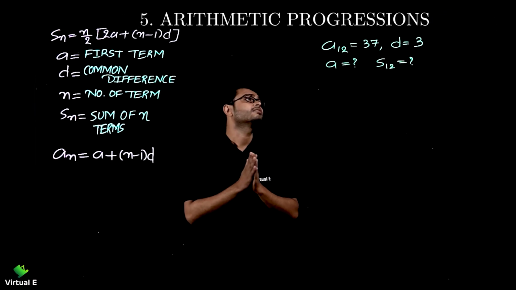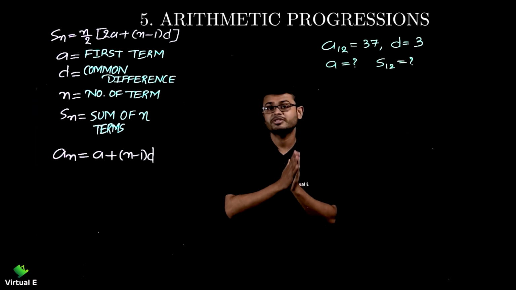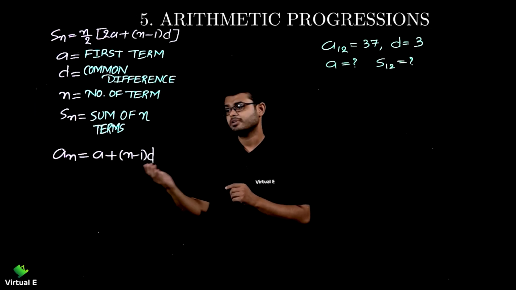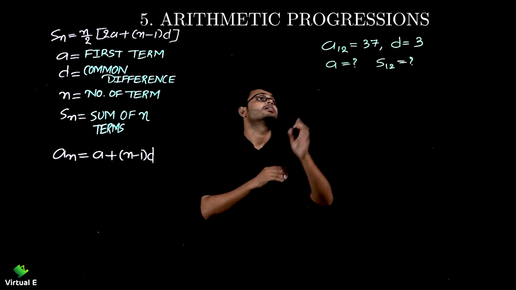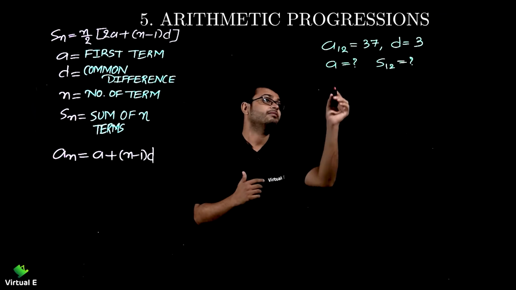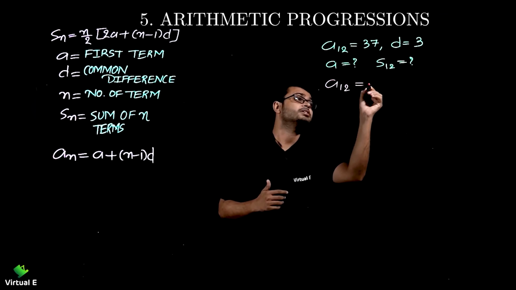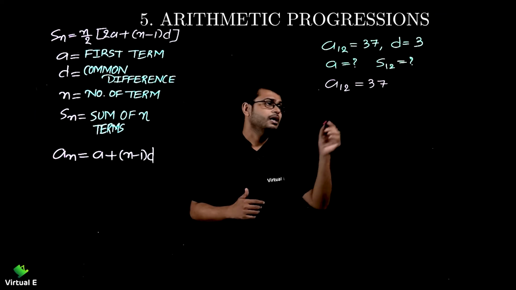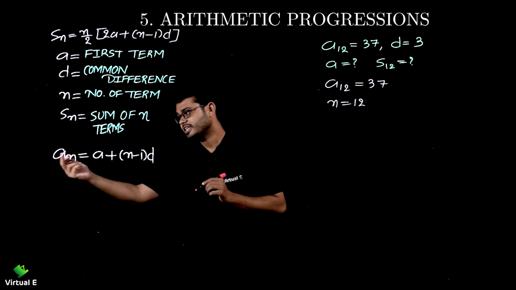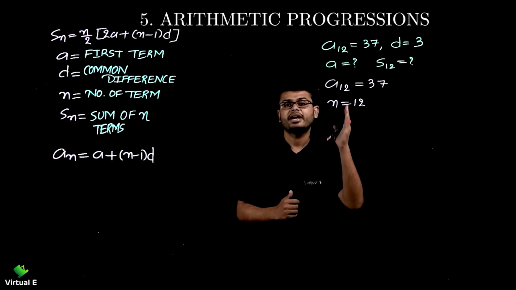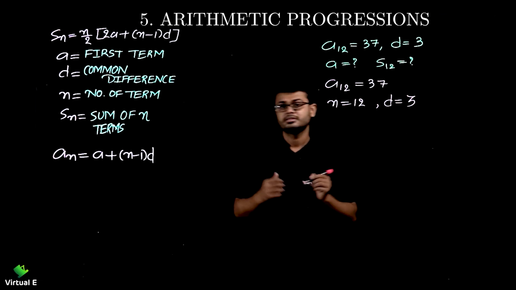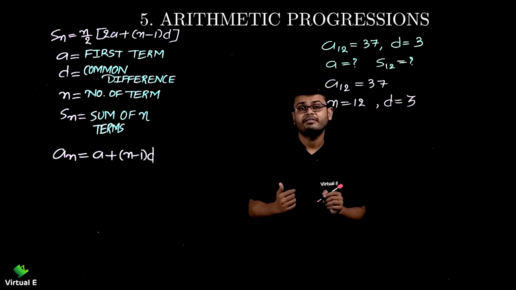So, let's start. First of all, let's start from whatever information is given. For a12, we know the formula: an is equal to a plus (n minus 1) d. So we are going to use that formula. Let's first talk about what information we have. When I write a12 is equal to 37, I have n is equal to 12. Can you guess why? Because an, so the value of n is 12. We have the value of d, which is 3, simple, and we want to find the value of a.